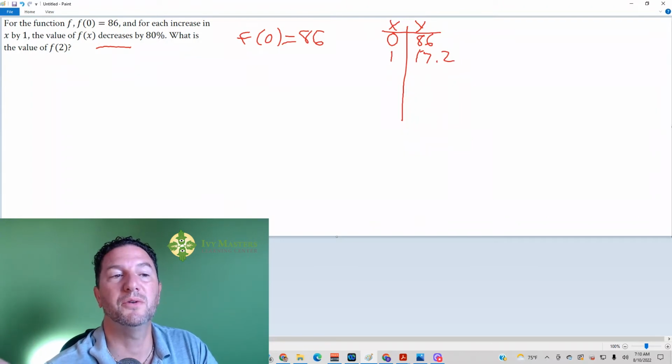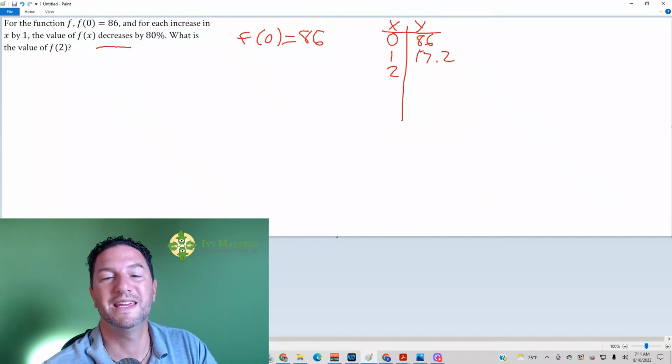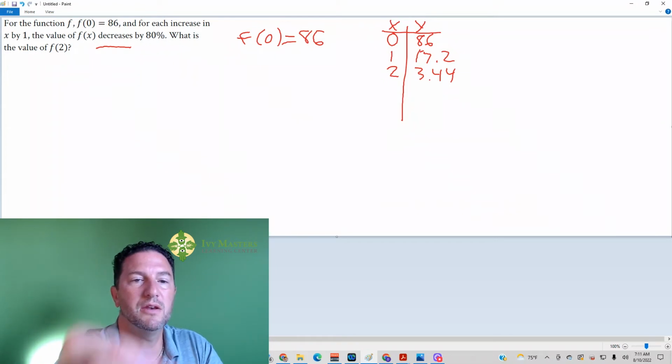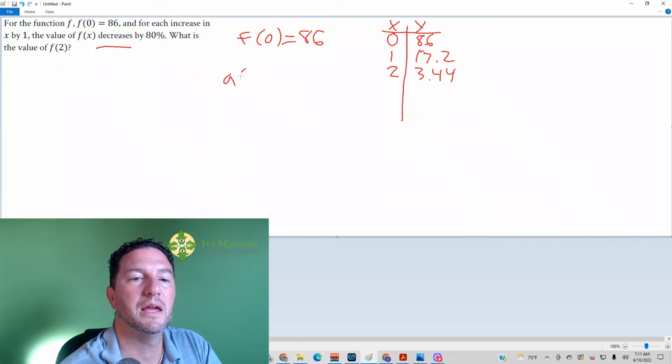And then you've got to do it again. So if you increase x by 1 again, you've got to take 20% of 17.2, and there you'll get 3.44, which is your answer. Now, if you're more advanced, you might know the form a times b to the x.